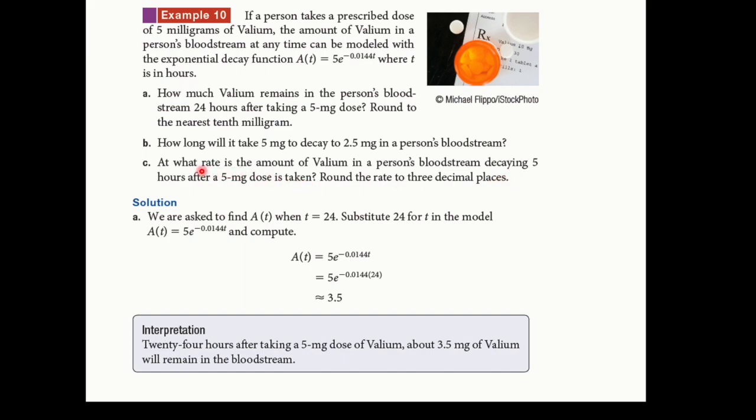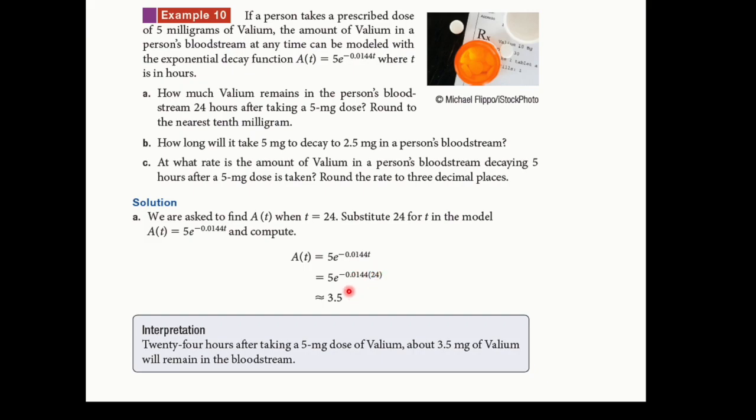Because we're asking in part C about the rate that the Valium is changing, that's going to be the derivative. So we need to take the derivative of this function and then evaluate it at 5 hours. Working in part A, we're asked to find how much of the Valium remains in the bloodstream after 24 hours. For this, all we have to do is plug in 24 hours for t.